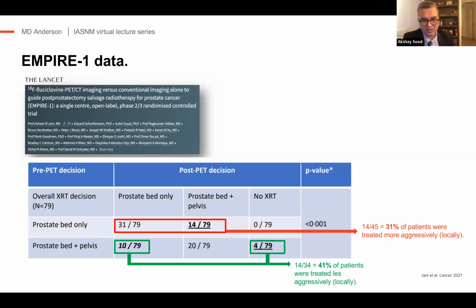So it's really an important study. We obviously are not part of it, but it's important for us to know the results as urologists, so we can have an informed discussion with the patient and refer them to our colleagues in medical and radiation oncology. Approximately 31% of the patients were treated more aggressively based on the results of the PET scan, and approximately 40% were treated less aggressively because of the results of the PET scan.